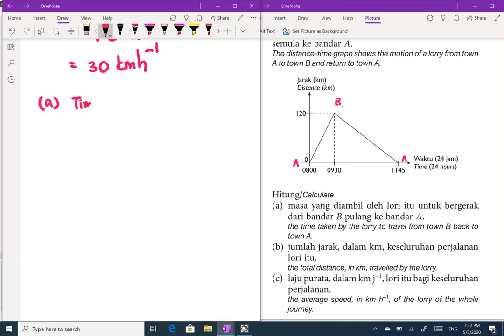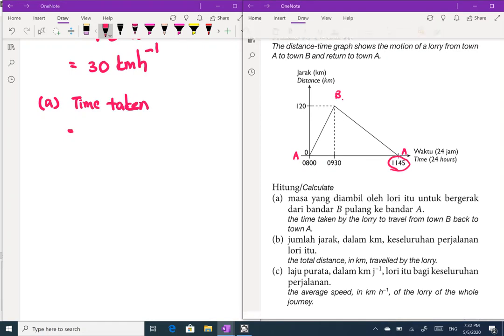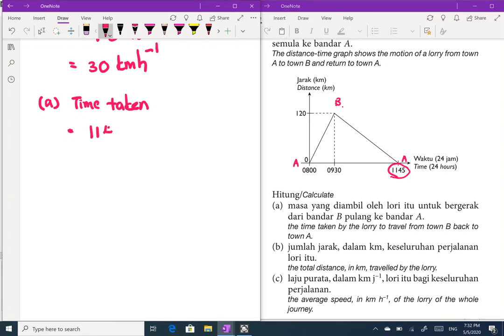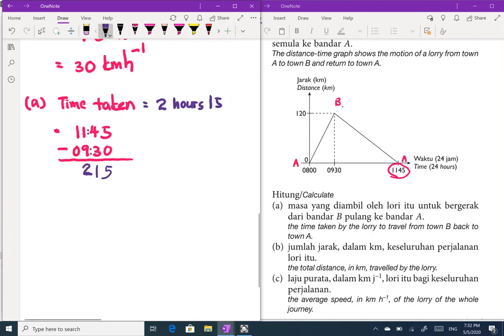Okay, so time taken is equal to, time, so 11:45 minus 09:30. Okay, we subtract the times. 45 minus 30 is 15, 11 minus 9 is 2. So what does it mean? Time taken is equal to 2. Do you remember how this works with your times? So, 2 hours, 15 minutes.